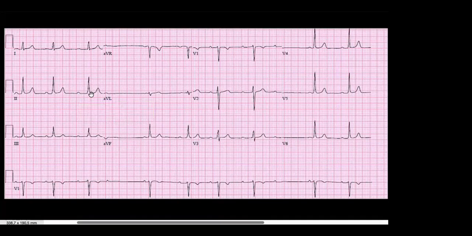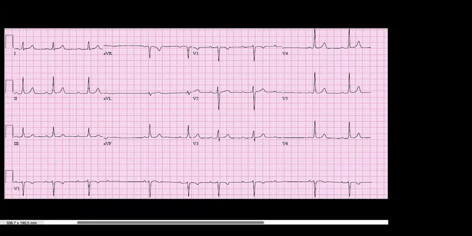Would you call it a sinus rhythm? Yes. Because? For every P wave, there is a QRS complex. No, complex after. Yeah.